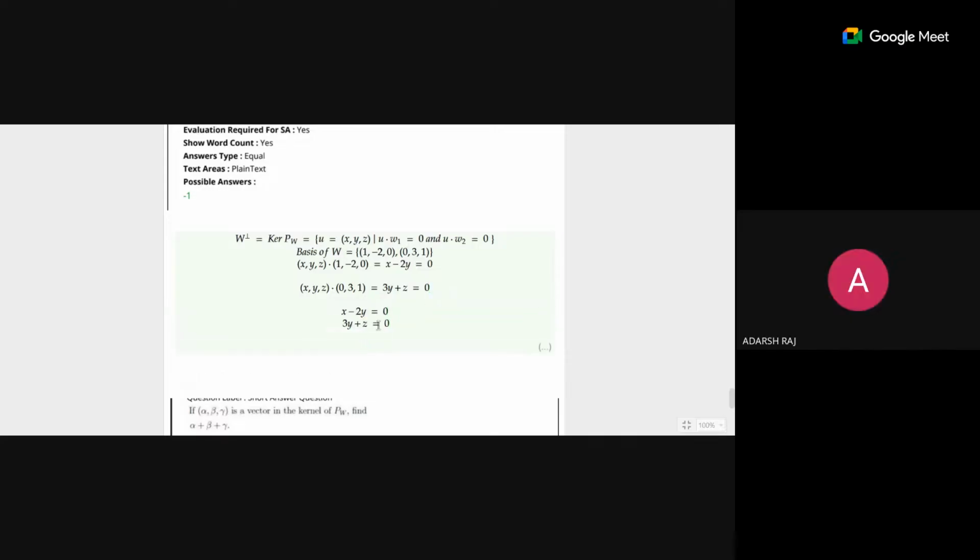So what are we getting? x equal to 2y. Just make a matrix here, it will be easier. So make the coefficient matrix. What are the coefficients of x here? Coefficient of x is 1, coefficient of y is minus 2, and z is 0, and this is 0.